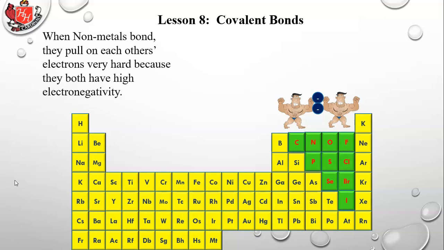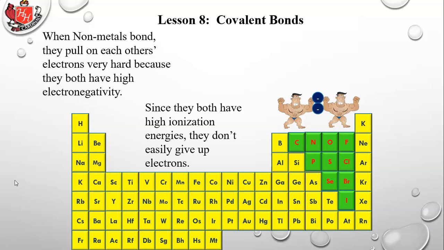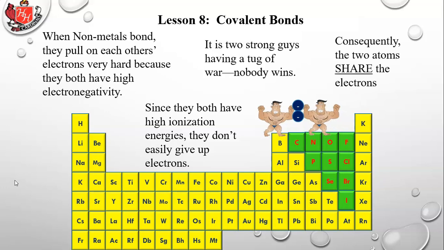So when nonmetals bond, they pull on each other's electrons very hard because they both have high electronegativities. Upper right-hand corner of the periodic table has the highest electronegativities. Since they both have high ionization energies, they don't easily give up electrons. It is two strong guys having a tug of war. Nobody wins. So consequently, the two atoms share electrons.